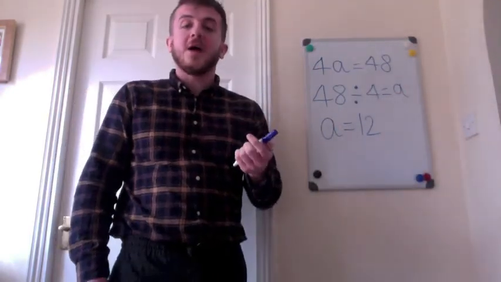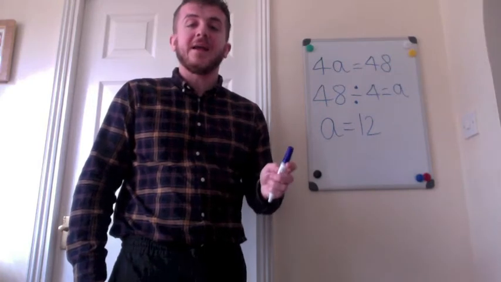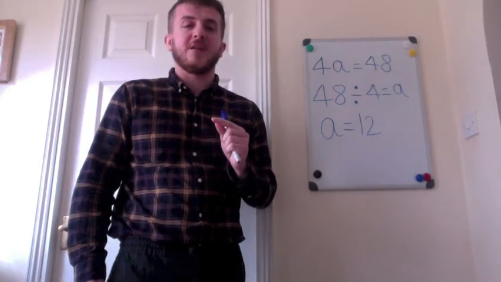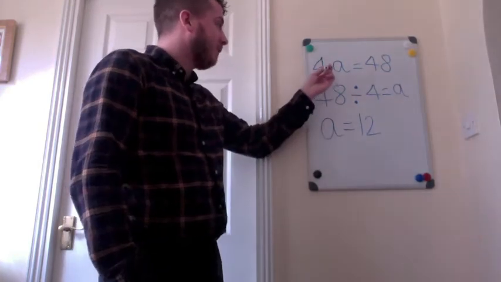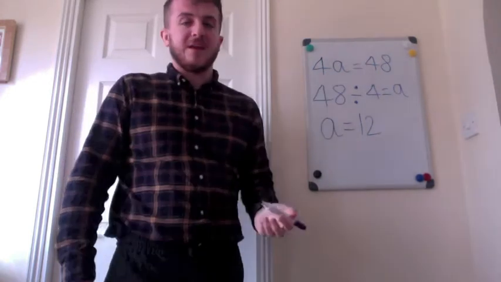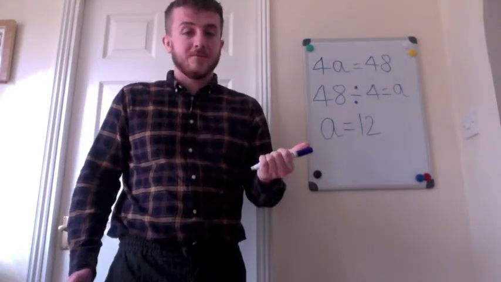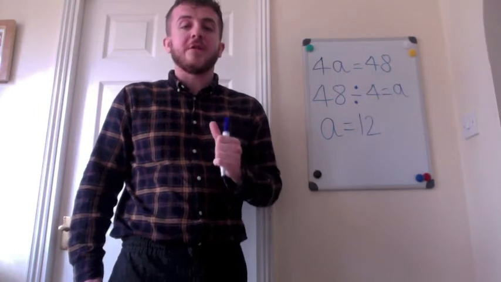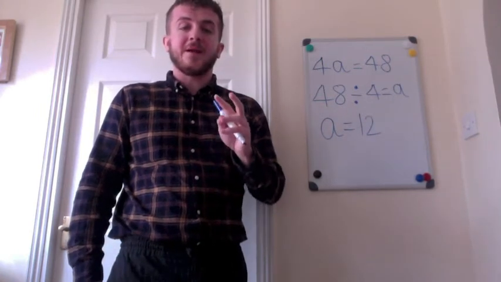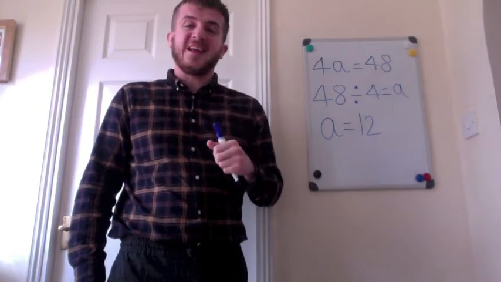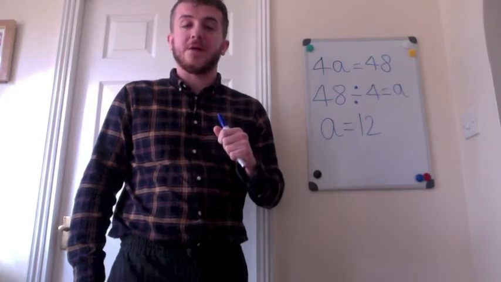Okay? You can work out the actual calculation with a as 12 to check that you've got the answer correct. So 4 times 12 equals 48. Yeah, it's correct. So, well done you if you've got this one correct. I'm going to give you 2 more and then 3 at the end for you to calculate by yourself.